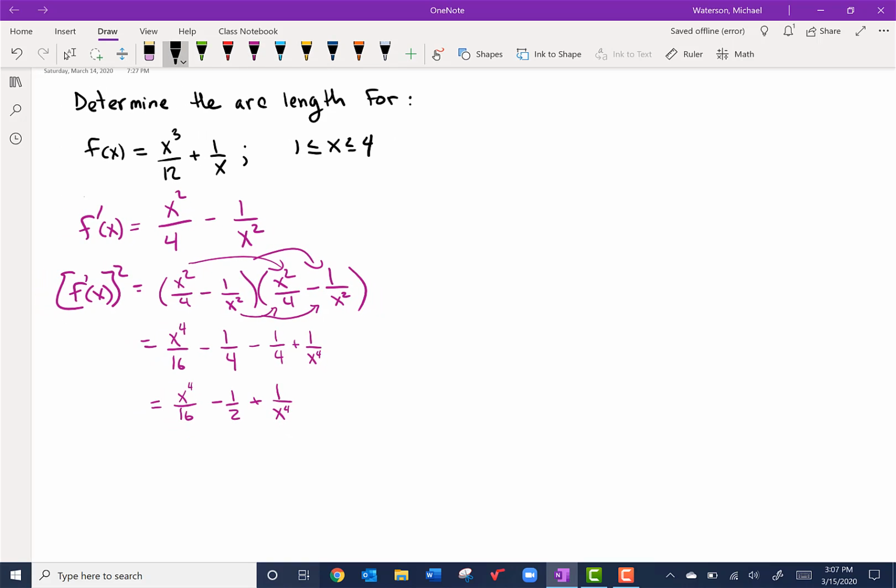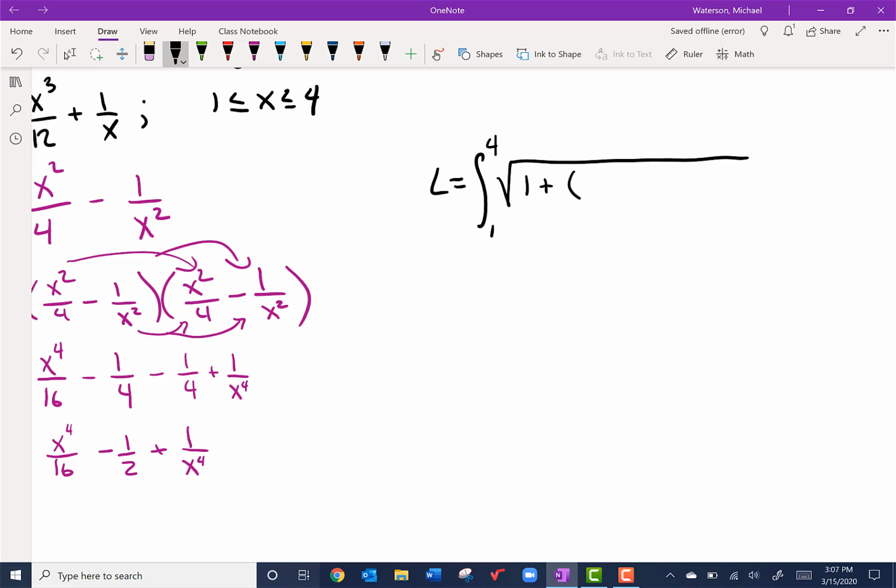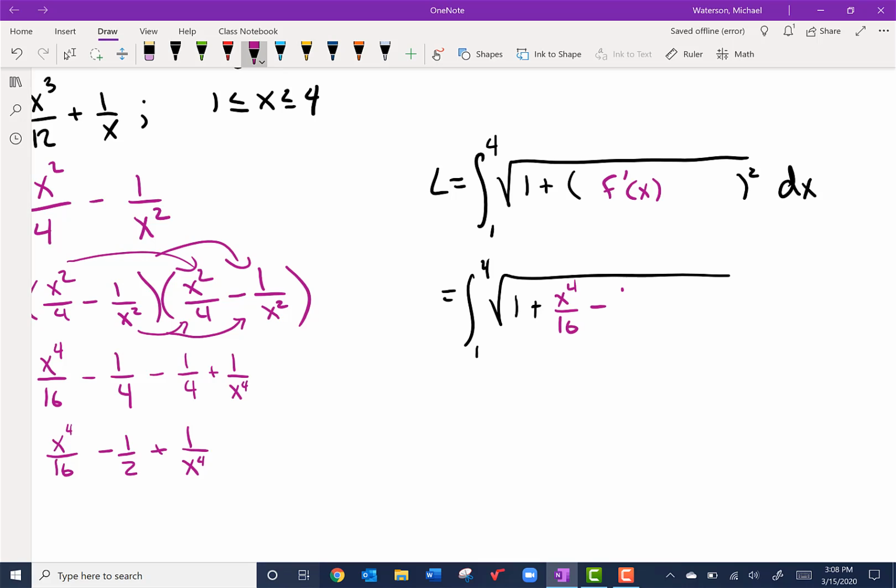All right, well now let's go determine the length of our arc. The length of our arc from 1 to 4 of our function f of x is going to be equal to the integral of the square root of 1 plus the derivative squared dx. Fortunately, we've already solved for that. So it's 1 plus, and let's add it in, x to the 4th over 16 minus 1/2 plus 1 over x to the 4th dx.